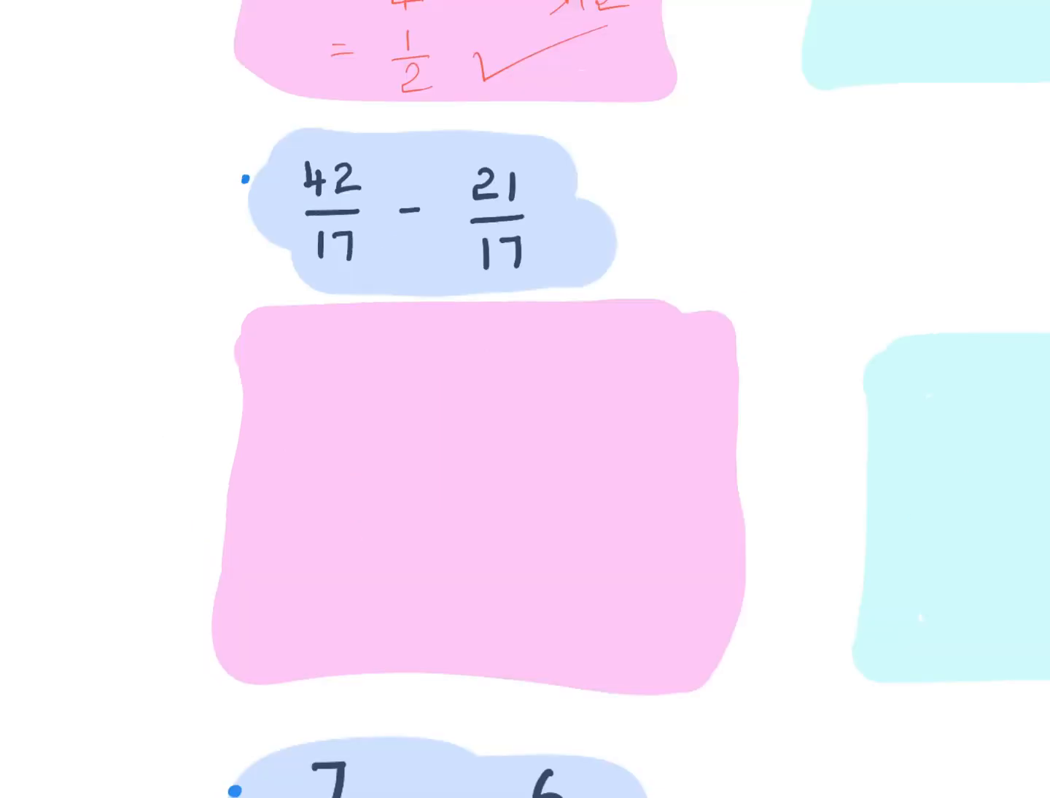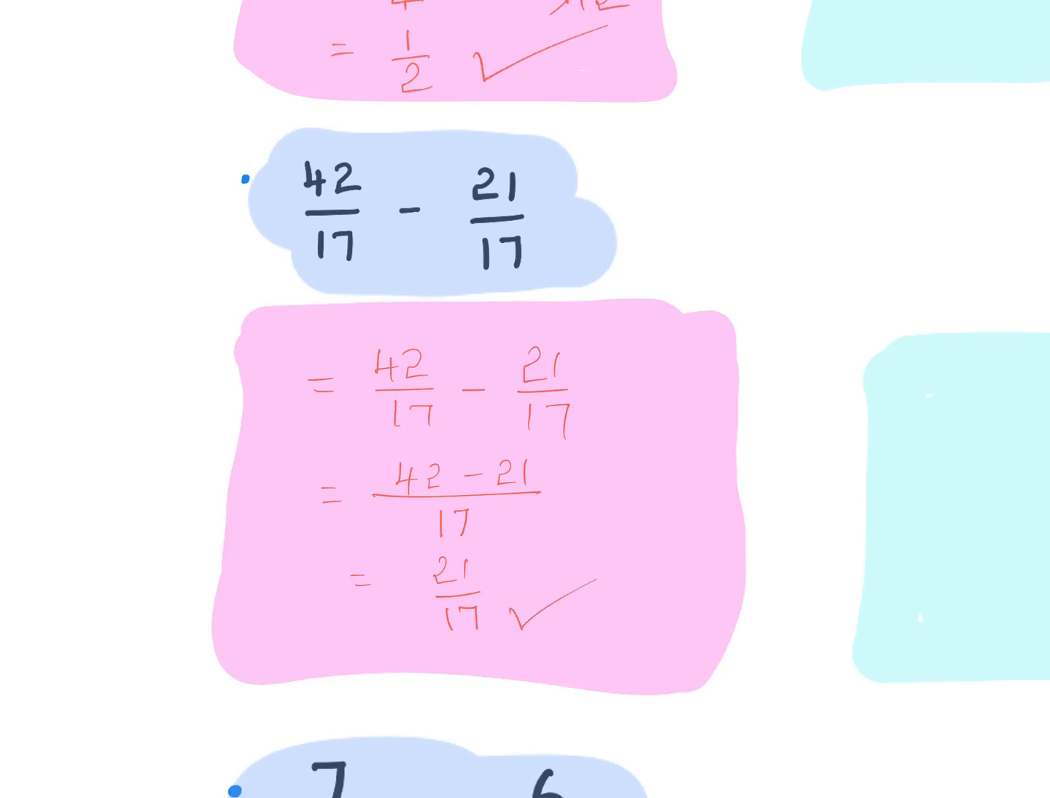Next example, 42 by 17 minus 21 by 17. As I said before in the previous sum, we have a common denominator. So now we will write 17 here, and the numerator value is 42 minus 21. Did you understand, children?